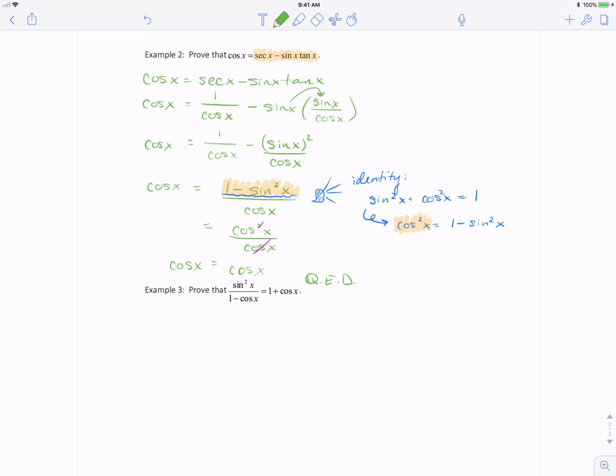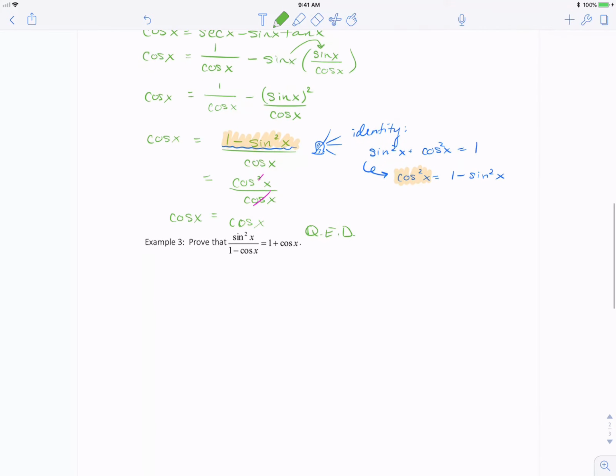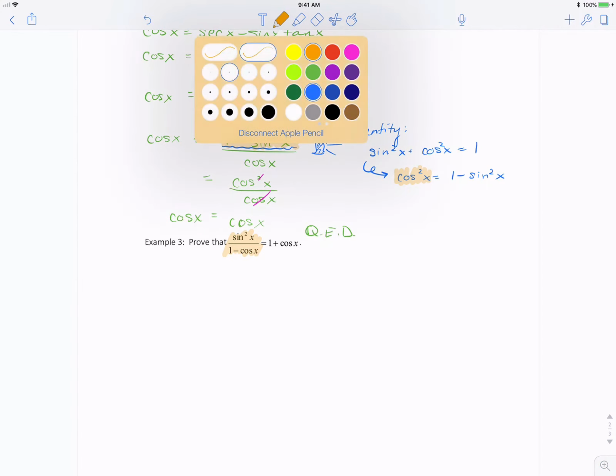Question 3. Prove that sine squared x over 1 minus cos of x equals 1 plus cos x. Okay, so I look to see which side is more complicated. For me, the left-hand side looks way more complex. So that's the side that I'm going to choose to manipulate.